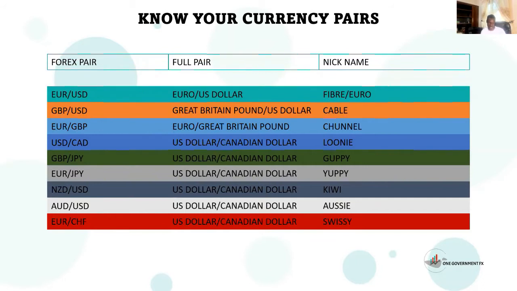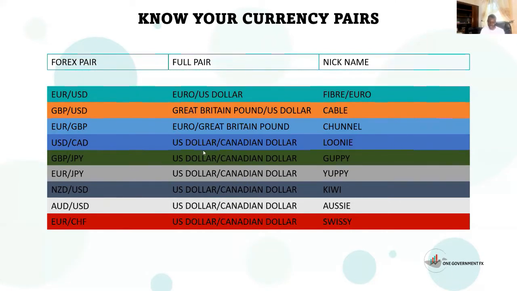Then we have the GBP/USD. GBP is the Great Britain Pound, or the pound sterling, however we choose to say it, and then the US dollar. The nickname is the Cable. And then we have the EUR/GBP. Euro is just the euro, and the nickname is the Channel.